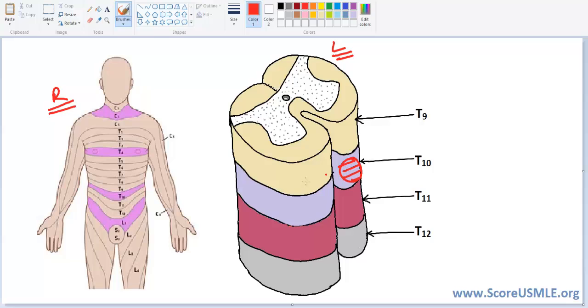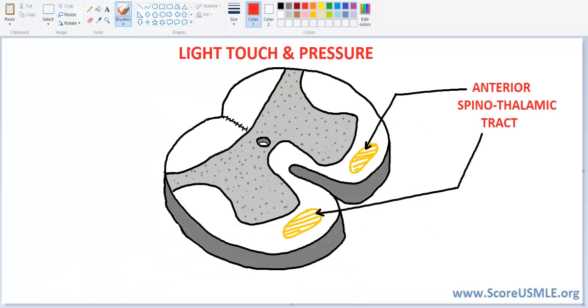So at and below the level of T10, which is the umbilical level here, there is loss of pain and temperature sensations on the contralateral side. In our example, on the right side. So guys, do you see? This is how you will be asked a question. This is how you're supposed to interpret it. You get it? Alright, so let's move on to the next sensation.